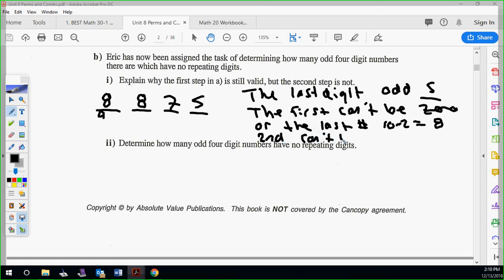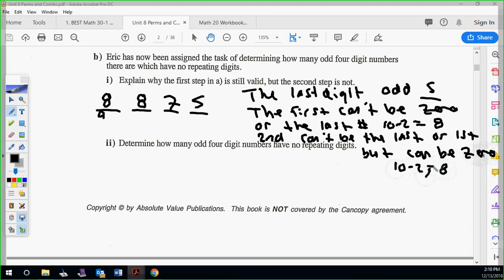Okay, the second number can't be the last or first number, but can be 0. So that makes it a 10 minus 2 for 8. And then the 7's just because it's 1 less. Okay, so then if we multiply that, you're going to get 2240. So essentially, it's just a little bit less than half. A little more than half. No, a little bit less. It'd be 250, right? Yeah, it'd be 2250. A little less than half.